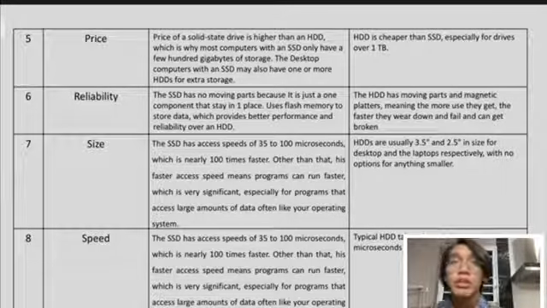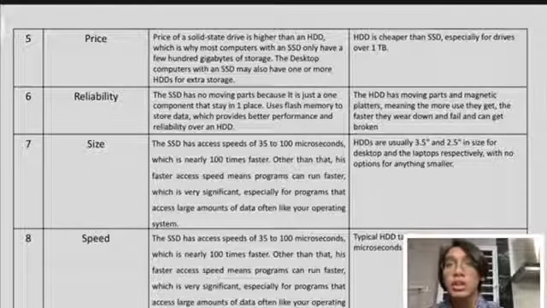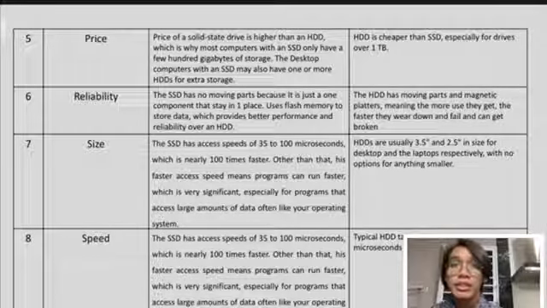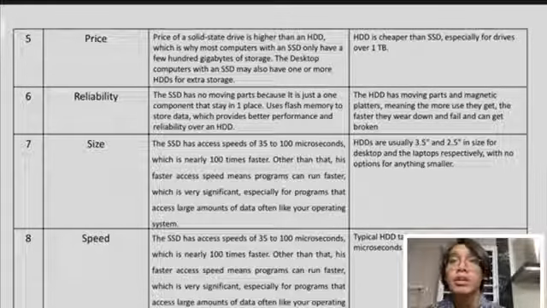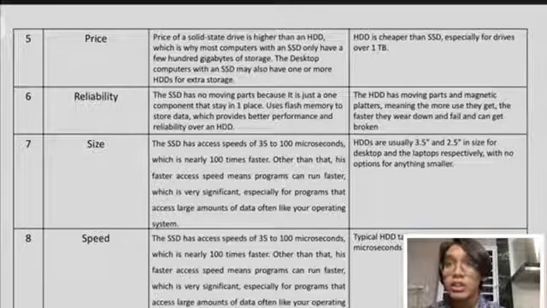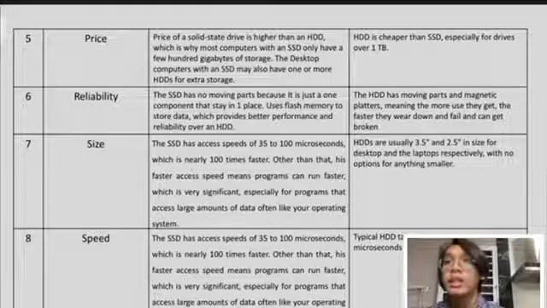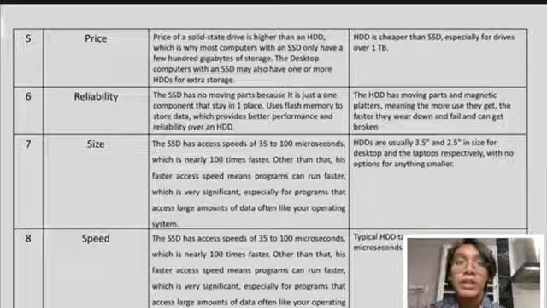So the seventh criteria is size. The SSD has an access speed of 35 to 100 microseconds, which is nearly 100 times faster. Its faster access speed means programs can run faster, which is very significant, especially for programs that access large amounts of data, like your operating system. The HDD is usually 3.5 and 2.5 inches in size for desktops and laptops respectively, with no option for anything smaller.